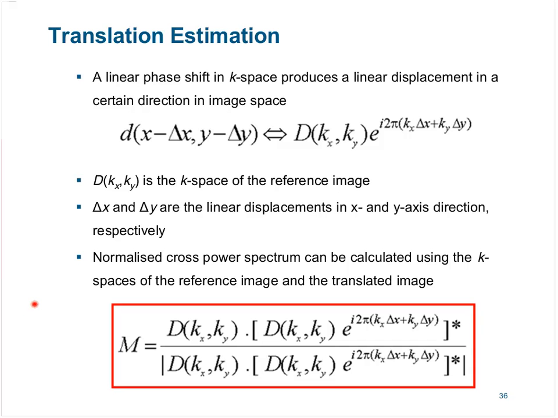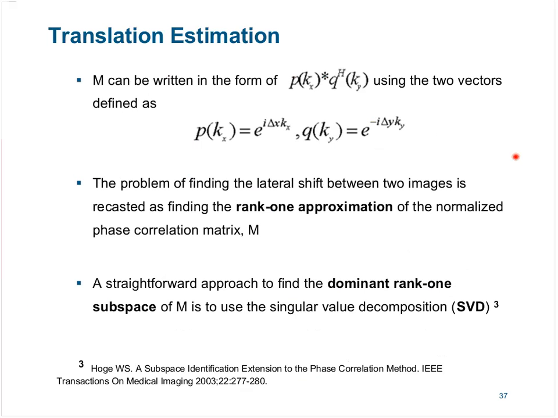And if we calculate the normalized cross power spectrum using the k-spaces of the reference image and the translated image, then using that normalized cross power spectrum, we can further decompose that matrix, which was termed M before. So M can be written in the form of two vectors, which we have defined in this manner, and there's a reference to the derivation of these equations as well, given here.